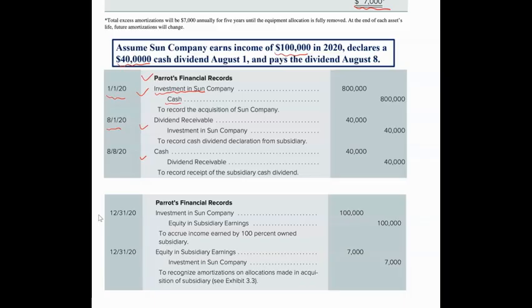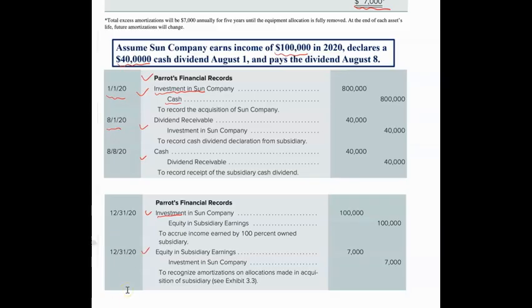When it goes to the end of the period, after the subsidiary reports its earnings, these earnings are going to be recognized in the investment account. Assume you are the owner of a company, so these earnings are going to increase your equity account, right? So we are going to debit investment and credit equity in subsidiary earnings.